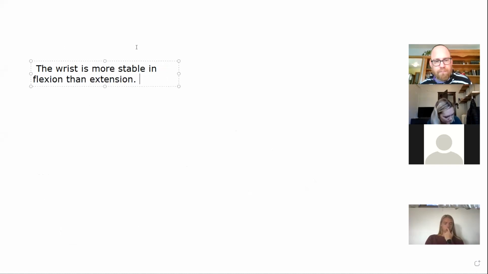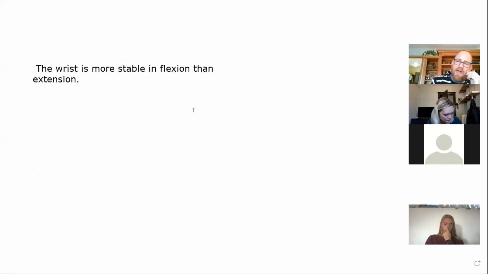Okay, now, here's the deal. What that means is that a lot of our high energy trauma occurs with the FOOSH. And what position is the wrist in a FOOSH mechanism? Extension. It's extended. Absolutely. Okay, so the wrist is going to be a little bit more unstable in an extended position.